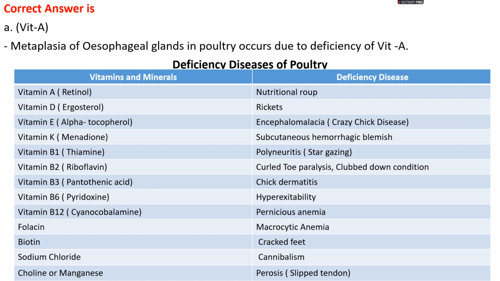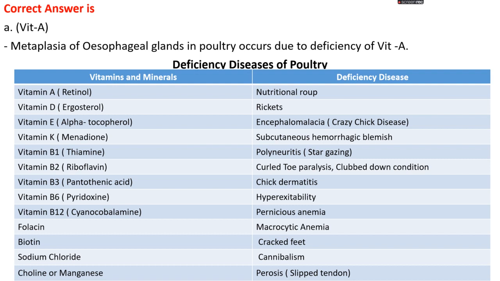Vitamin B1, that is thiamine, deficiency causes polyneuritis, the stargazing condition in poultry. Vitamin B2, that is riboflavin, causes curled toe paralysis, clubbed down condition. Vitamin B3, that is pantothenic acid, causes chick dermatitis. Vitamin B6, pyridoxine, deficiency causes hyperexcitability. Vitamin B12, that is cyanocobalamin, causes pernicious anemia.